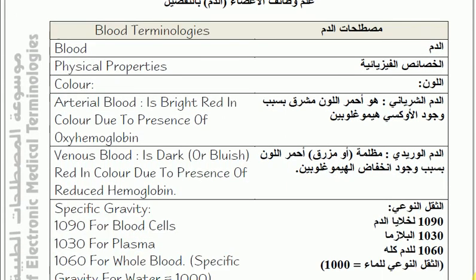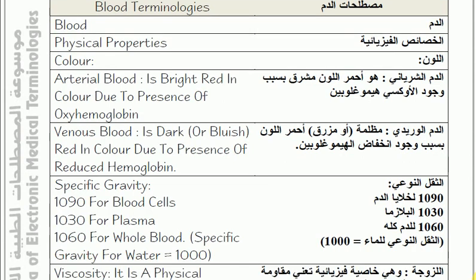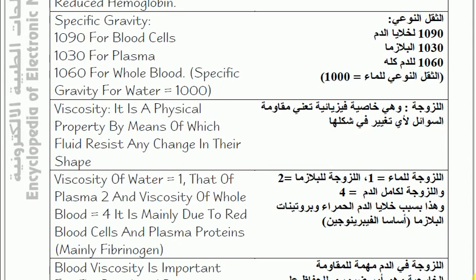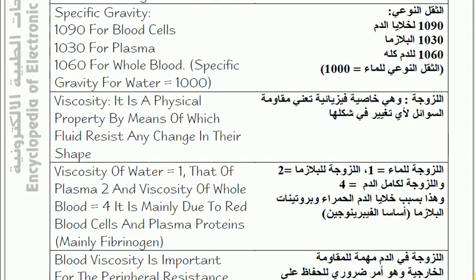Color. Arterial blood is bright red in color due to presence of oxyhemoglobin. Venous blood is dark, or bluish, red in color due to presence of reduced hemoglobin. Specific gravity: 1090 for blood cells, 1030 for plasma, 1060 for whole blood. Specific gravity for water equals 1000.